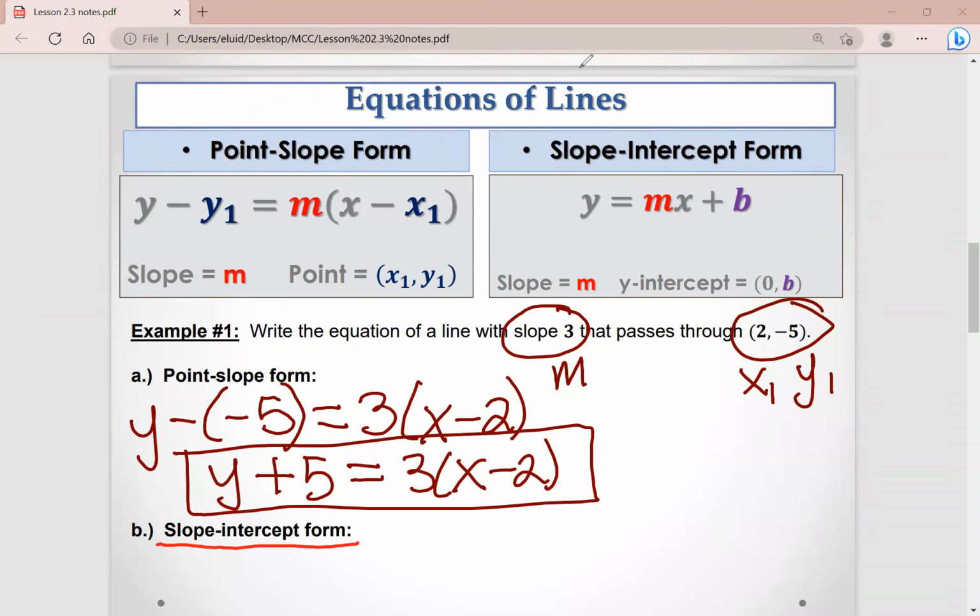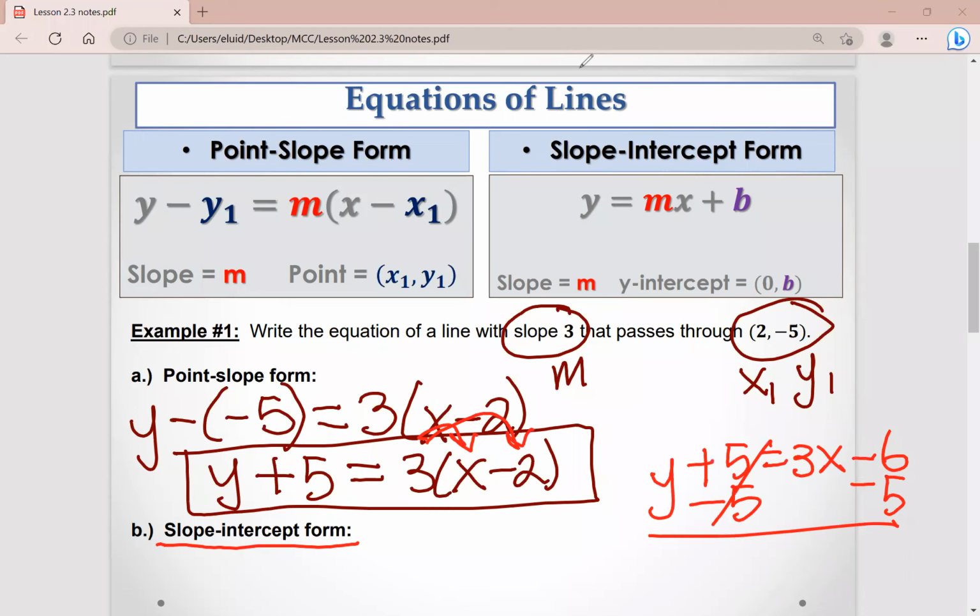We can distribute, get rid of parentheses, and then get the y by itself. So now I will distribute that 3. y plus 5 equals 3x minus 6. And then we can finish by getting the y by itself, subtracting 5 on both sides, y equals 3x minus 11. That would be our final answer in slope-intercept form, y equals mx plus b.